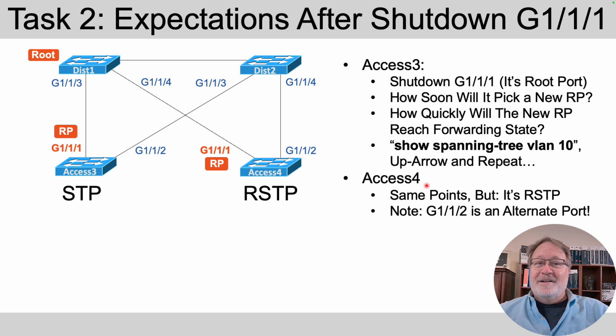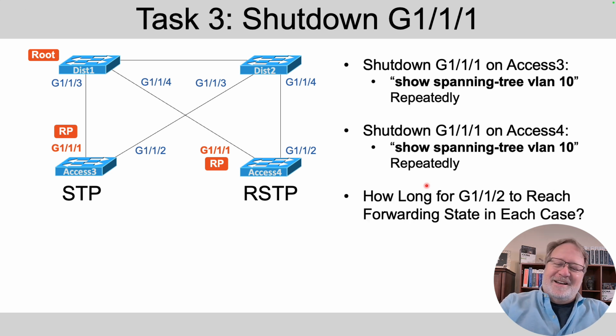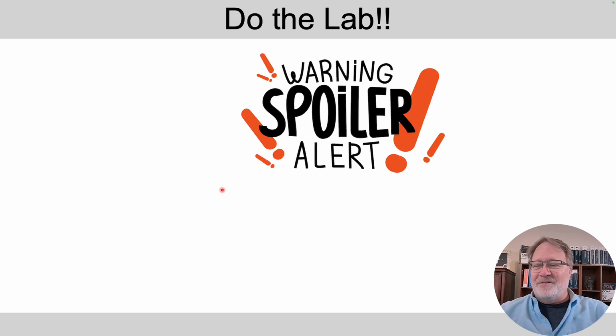And task 3, you go do it. What do you do? You get into config mode for gig 1/1/1 and you issue the shutdown command to fail the interface. Then, taking a look at the second hand on your watch, you see how long it takes for this gig 1/1/2 port to reach a forwarding state. All right, that's the deal. Do the same thing on access 4. Shut down its root port. How long does it take gig 1/1/2 to reach a forwarding state? And that's the lab. Now I'm going to do a demonstration of each of those, but it's better for you if you'll go do it and try it for yourself. It is a lab after all, so spoiler alert, the demo happens next. So I'll give you a few seconds to hit pause so you can go do it for yourself.